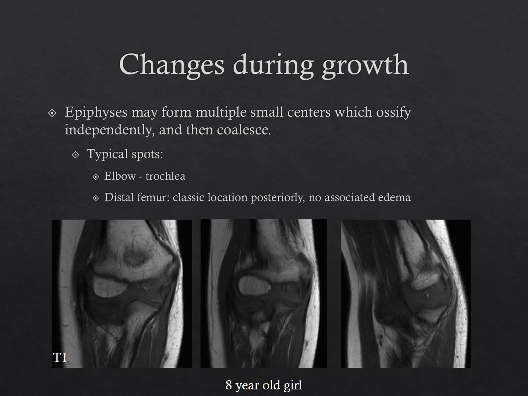Some epiphyses ossify by forming multiple small centers, which may have a fragmented appearance. During growth, these multiple small centers coalesce and fuse together, finally becoming one epiphyseal center. Typical spots where this occurs are the trochlea in the elbow, as in this 8-year-old girl, and the distal femur. You should not see any high T2 signal edema in these circumstances.